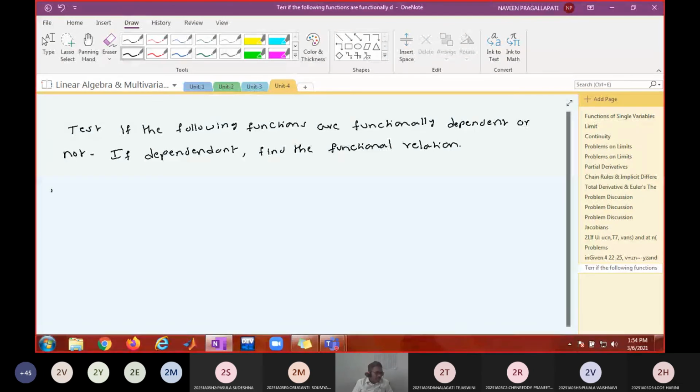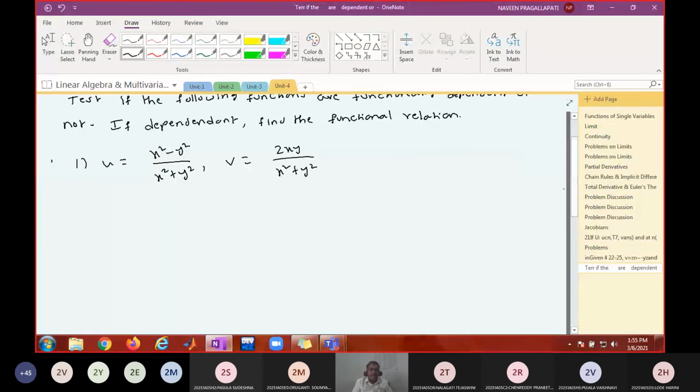write down u equal to x square minus y square by x square plus y square, v equal to 2xy by x square plus y square. Okay, you have to first find out the Jacobian. If the Jacobian is zero, try to establish the relation. That is J, dou of (u, v) by dou of (x, y).